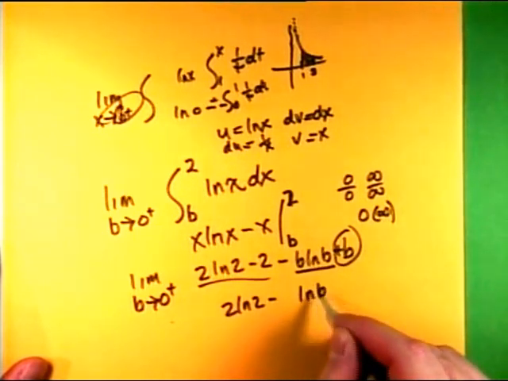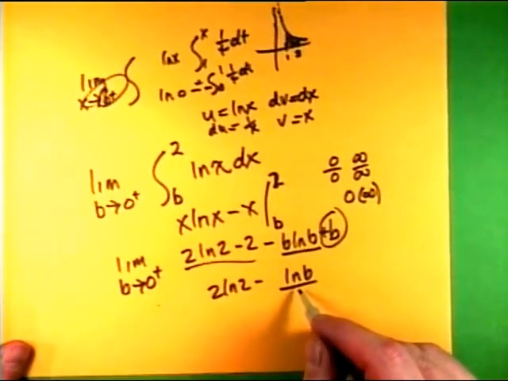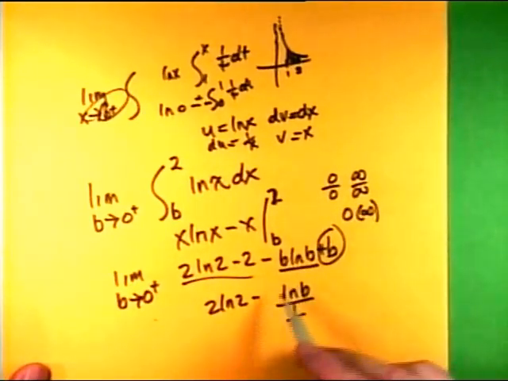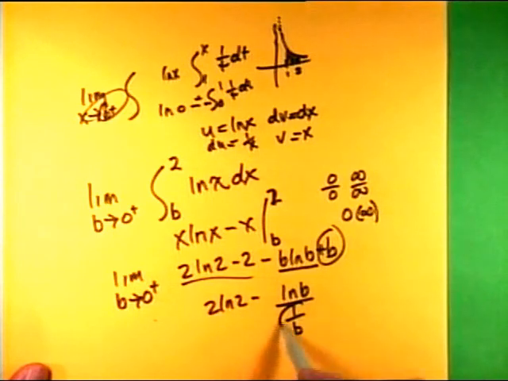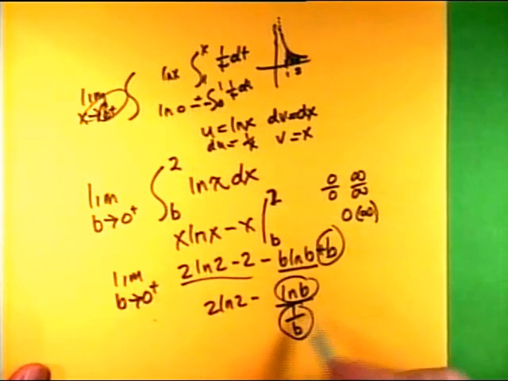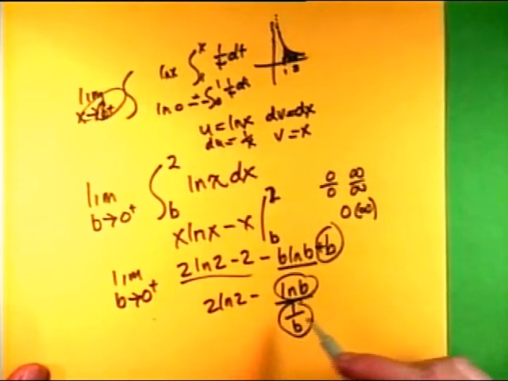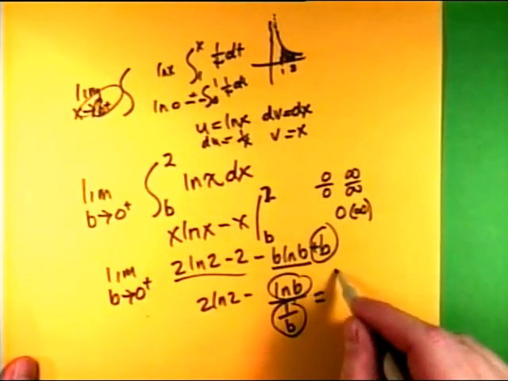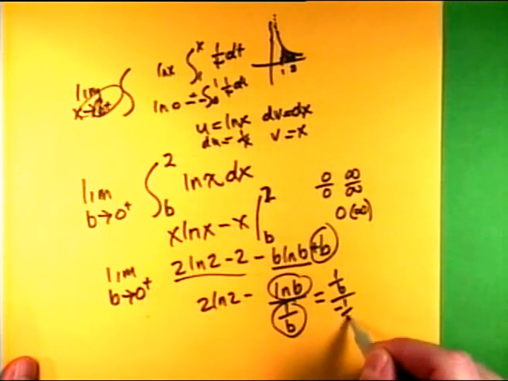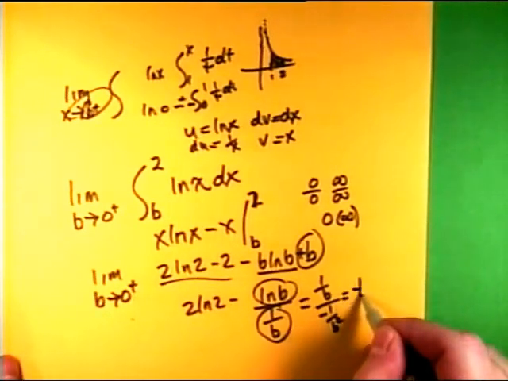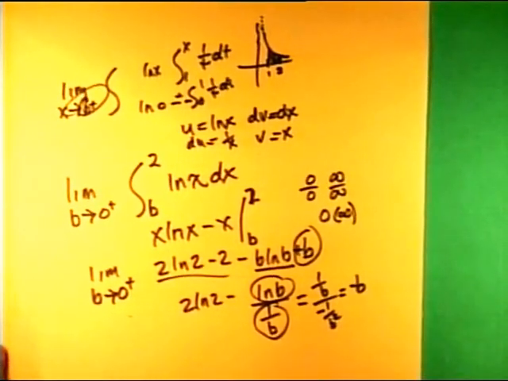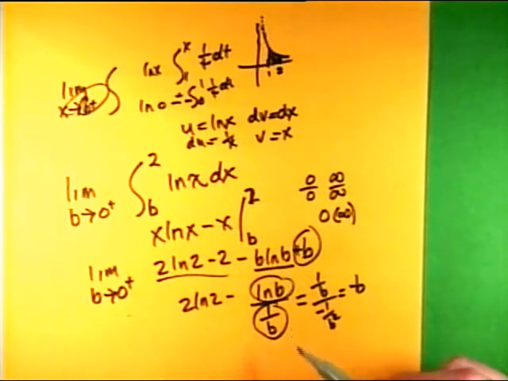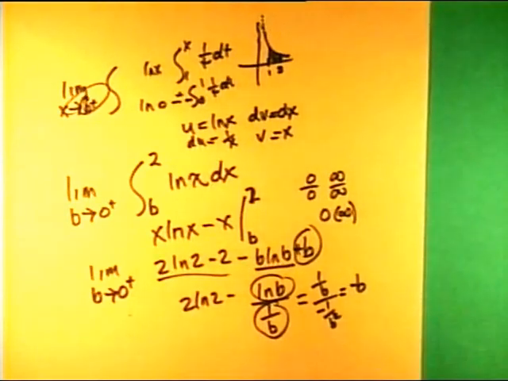So if you rewrite B natural log of B as natural log of B over 1 over B, now you have infinity over infinity. Right. Now you can do L'Hopital! You take the derivative of the top and the derivative of the bottom, which is 1 over B over negative 1 over B squared, which simplifies to negative B, and now when you plug 0 in, you just get 0. So your instinct was right. The answer was 0, but you got lucky. Okay. So the answer is 2 natural log of 2.